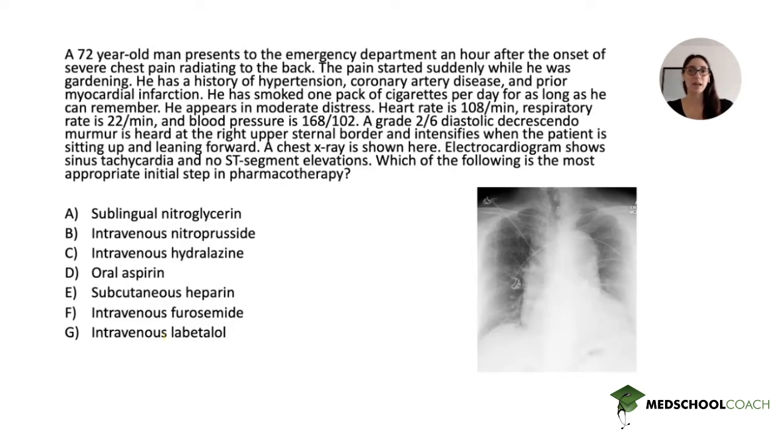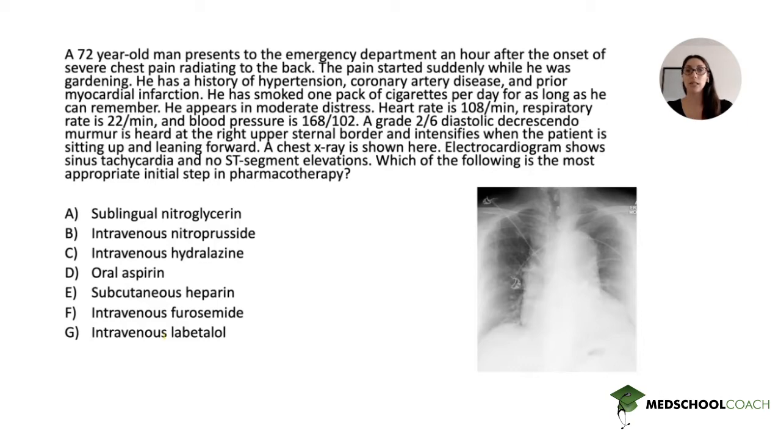A 72-year-old man presents to the emergency department an hour after the onset of severe chest pain radiating to the back. The pain started suddenly while he was gardening. He has a history of hypertension, coronary artery disease, and prior myocardial infarction. He has smoked one pack of cigarettes per day for as long as he can remember. He appears in moderate distress.